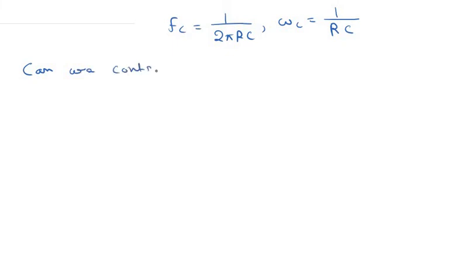So we noted that for both the high pass filter and the low pass filter, the cutoff frequency fc is equal to 1 by 2 pi rc, or the angular cutoff frequency omega c is 1 by rc. Now the question is, can we change or manipulate the cutoff frequency according to our will? Because if we can't control the cutoff frequency, then there is no use of having a filter. So the question is, can we control the cutoff frequency?